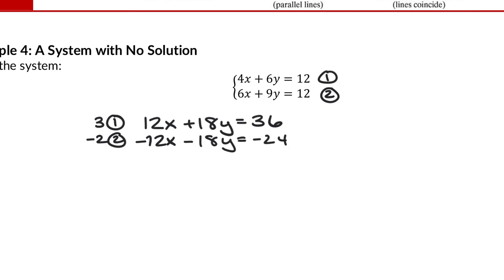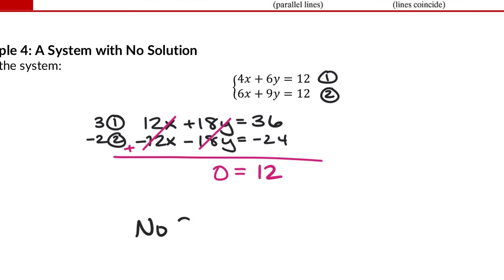Some of you might see what's coming already, but when we add these two equations together, what's going to happen? Two things cancel out. The x's will cancel, the y's will cancel, which means we have 0 or nothing on the left side of the equation. And then we have 36 plus negative 24 on the right. So question for you, does 0 equal 12? Not in this type of arithmetic, it does not. So in fact, this system has no solution.